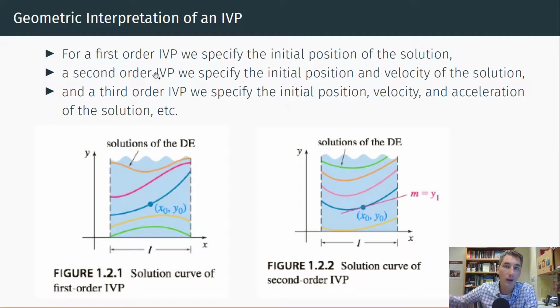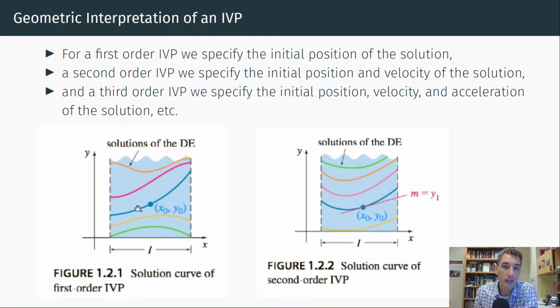So if you throw a ball off a cliff, you need to know how high the cliff is and also what speed the ball is going at if you're going to predict its trajectory. So that would be a second order problem. You're going to have to specify initial position and velocity. Things can get more complicated. For a third order, you'd have position, velocity, and acceleration, and et cetera.